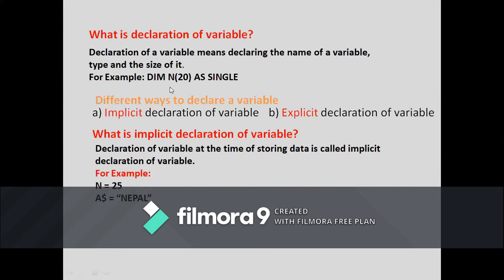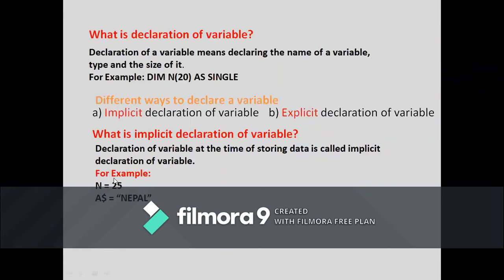In programming, we can declare a variable in two different ways. First one is implicit declaration of variable. Another one is explicit declaration of variable. So what is implicit declaration of variable? Declaration of a variable at the time of storing data. Remember this point: declaration of a variable at the time of storing data is called implicit declaration of variable.